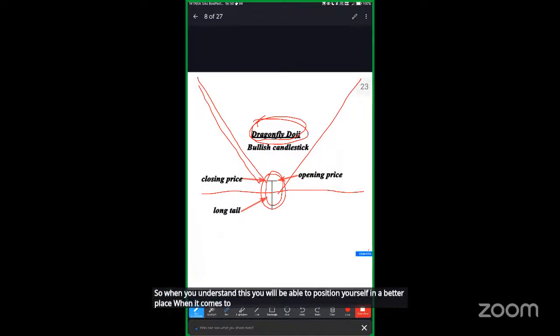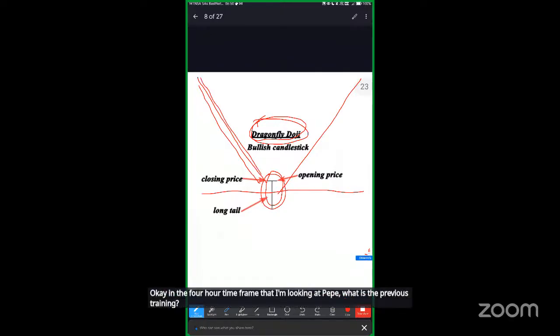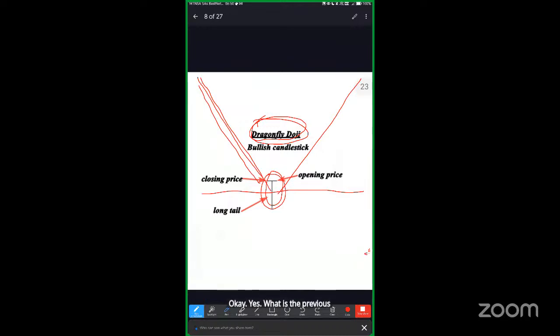You are not going just to trade, but you'll be looking at, okay, when I open my TradingView and I want to look at Pepe in the 4-hour time frame, what is the previous trend? Was it a downtrend? Was it an uptrend?